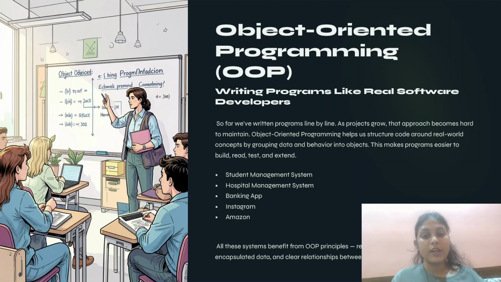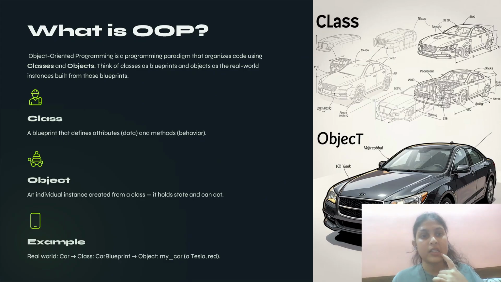So large applications contain different entities that have their own information and behavior. OOPS helps us to represent these entities inside a program. Instead of creating one huge program where everything is mixed together, we divide our program into meaningful components. Now, to understand how OOPS actually works, we need to know two fundamental terms, that is class and object.